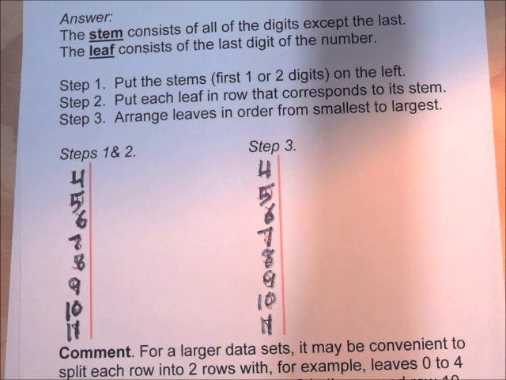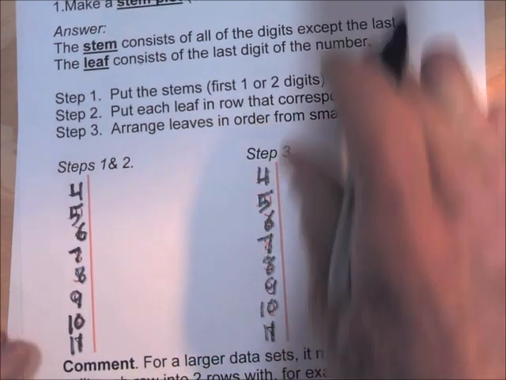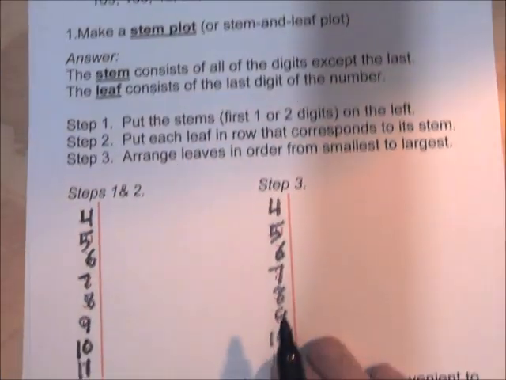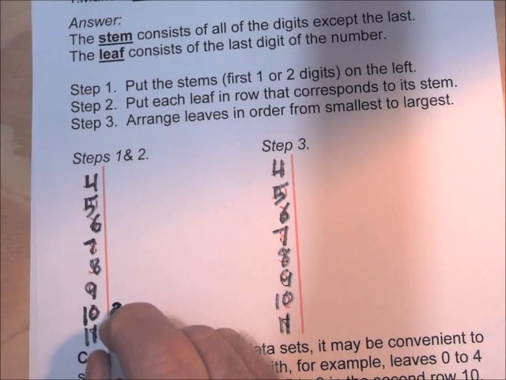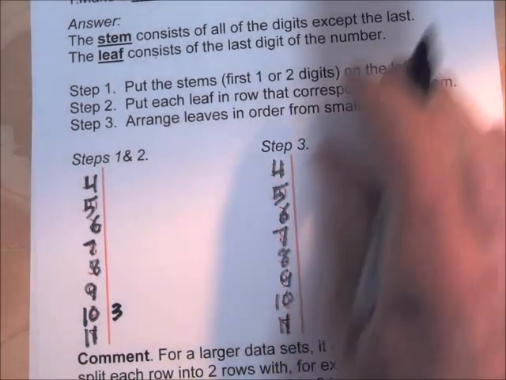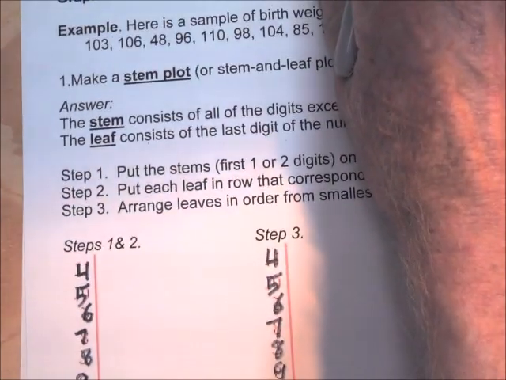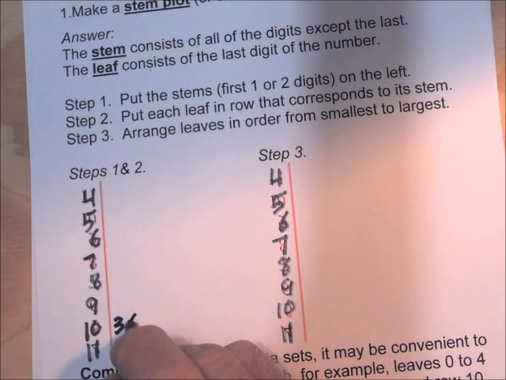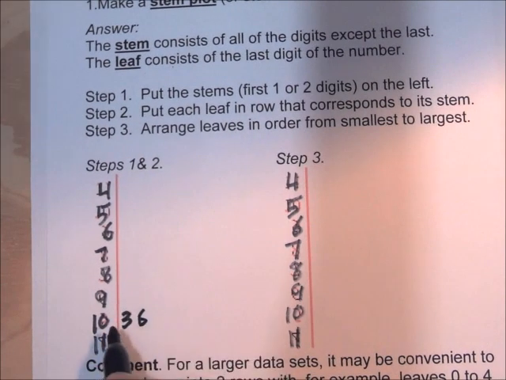And then once we have the stems in place, then we want to put in the leaves. So the 103 ounce baby, the stem is 10 and the leaf is 3. So we want to put a 3 in row 10. The 3 in row 10 represents the 103 ounce baby. And then we have a 106 ounce baby. That would be a 6 in row 10. So this looks like 36, but the 3 really represents 103 ounces. The 6 represents 106 ounces.